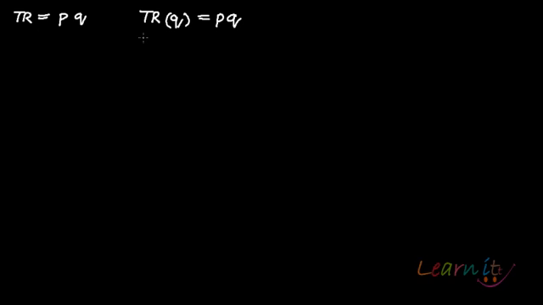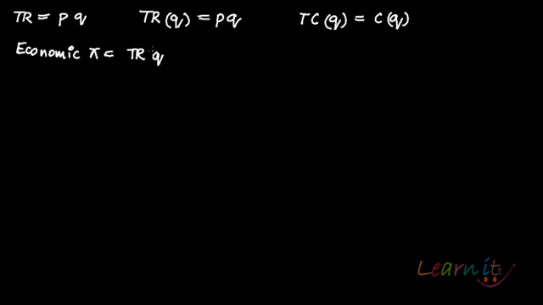Of course, in order to produce this Q, it must have incurred some cost. So you can say that total cost is a function of Q, say C(Q). And you know that economic profits are the difference between the revenues and the cost. So basically this would mean that it is PQ minus this TC, which depends upon Q.